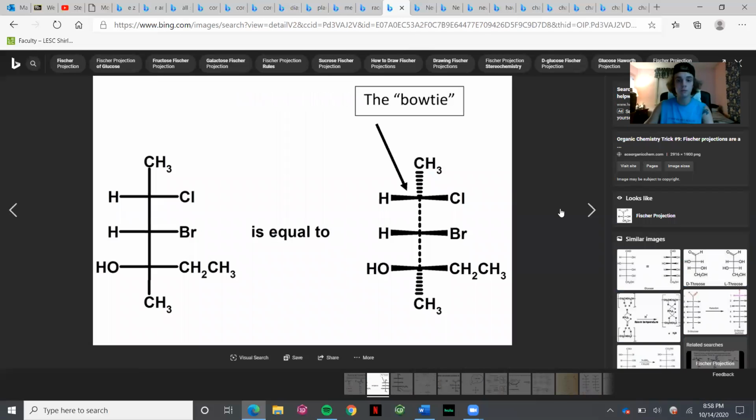Moving forward, we have Fisher projections. Just to describe this, it's pretty simple. Here is how you'll see it on your worksheet or on your exam. I want you to know all the vertical lines are coming at you. So there are these wedges that I described earlier. And now the horizontal lines on either end are going away from you. And notice how there's a dotted line here in the middle, and now you're going to have questions about that.